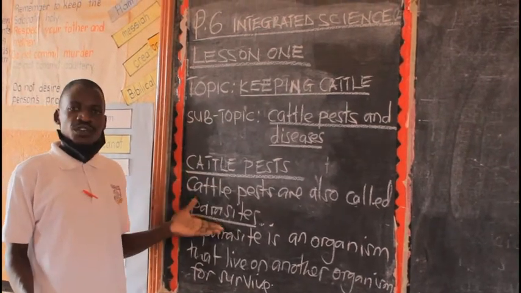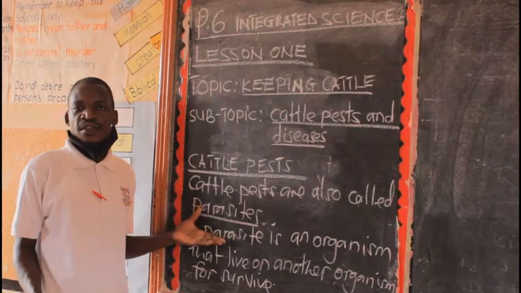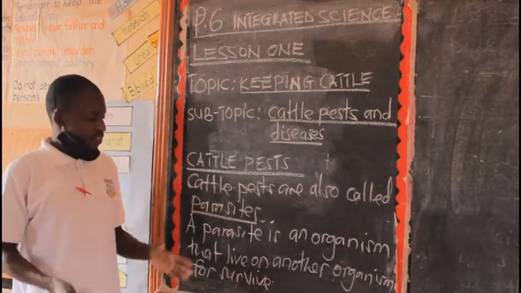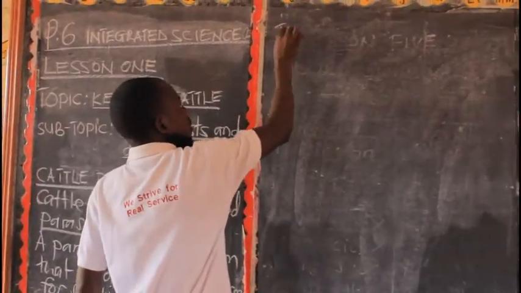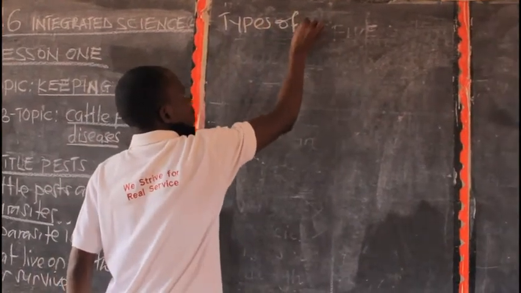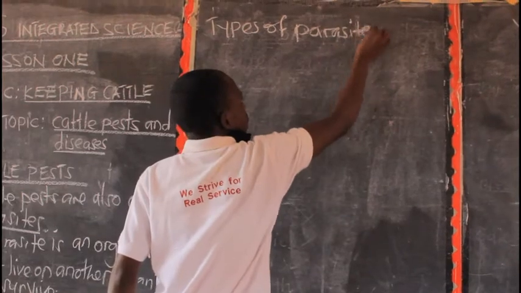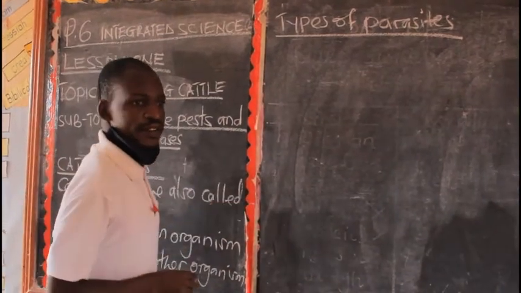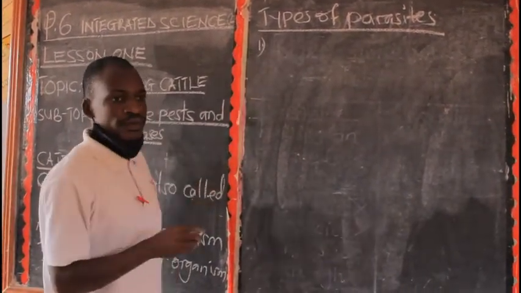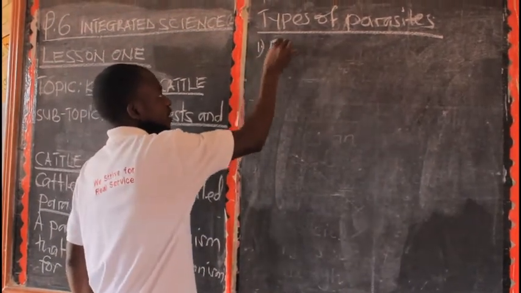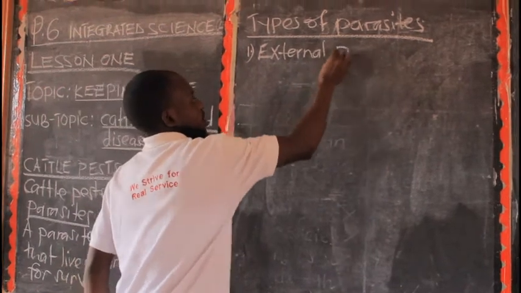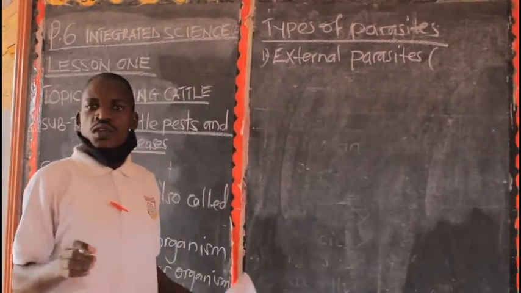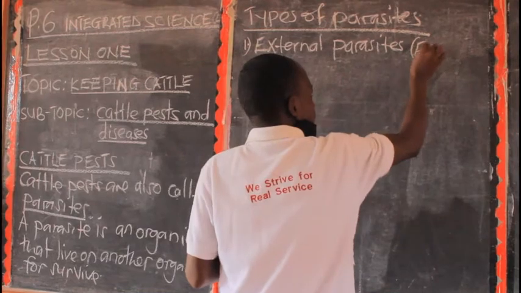So this work has been put in the notes that you're having. So we shall keep on referring to the notes that we are having. Yes, we have two types of parasites. Types of parasites. Yes, Bilal. One. Good. So you are saying that you have external parasites. So external parasites are also called ectoparasites.